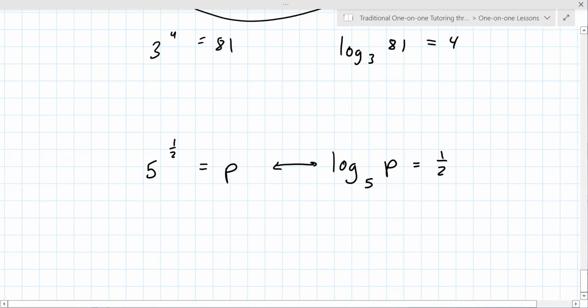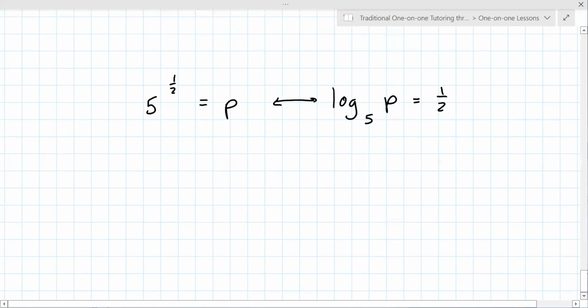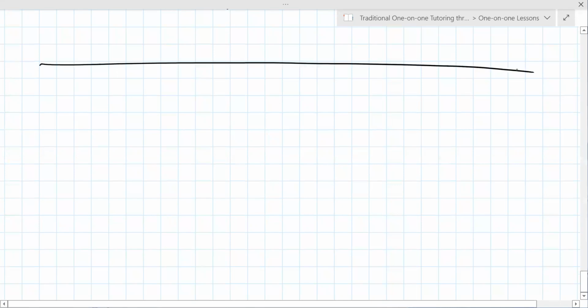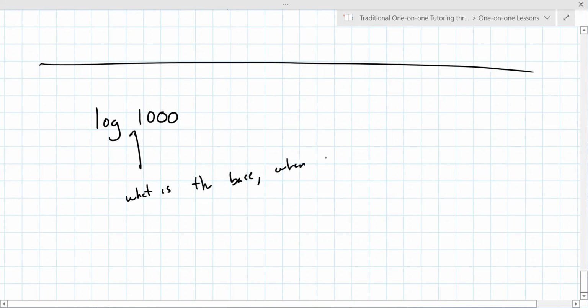Okay. All right. Now we've not talked at all about e or ln, so we should do that now. Oh, actually, one more thing. If I write log of 1000, what is the base when no base is written? Did you cover that in class? No. So if no base is written, this is really log base 10.